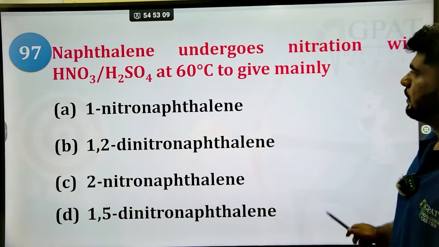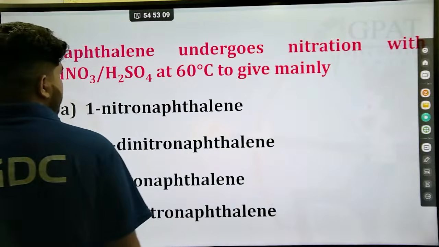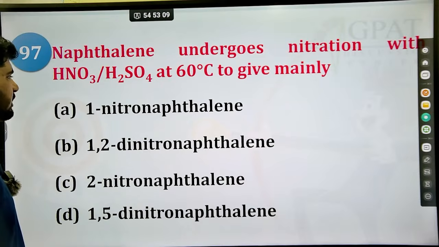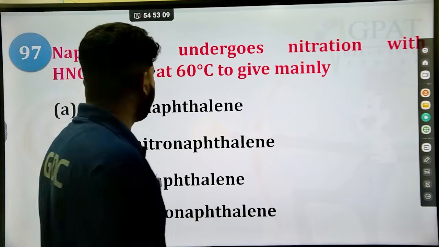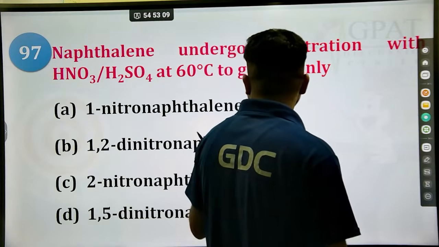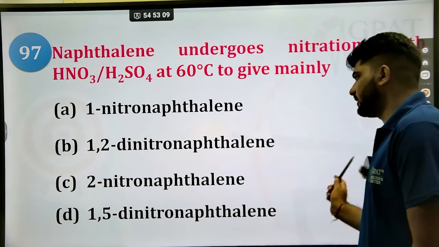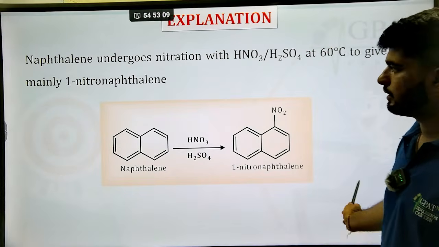Okay. Now, naphthalene undergoes nitration with HNO3 and H2SO4 at 60 degrees. That is obviously your nitration reaction. So what is going to be the product? 1-nitronaphthalene, 1,2-dinitro, 2-nitronaphthalene, or 1,5-dinitronaphthalene. That would be your 1-nitronaphthalene only, right?